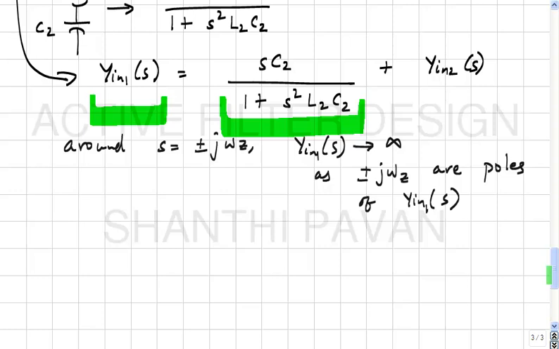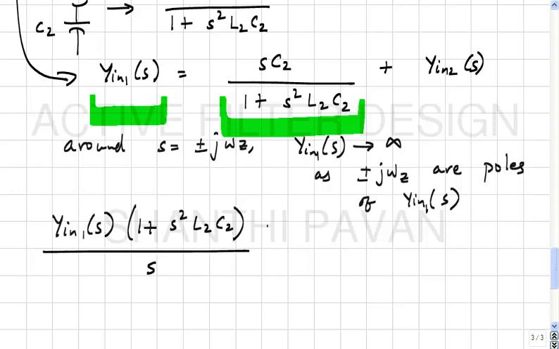What happens? So what should I do now to find SC2? So multiply y in 1 of S times 1 plus S square L2C2 by S, evaluated at S equal to either plus or minus j omega z. This must be equal to C2. Okay.